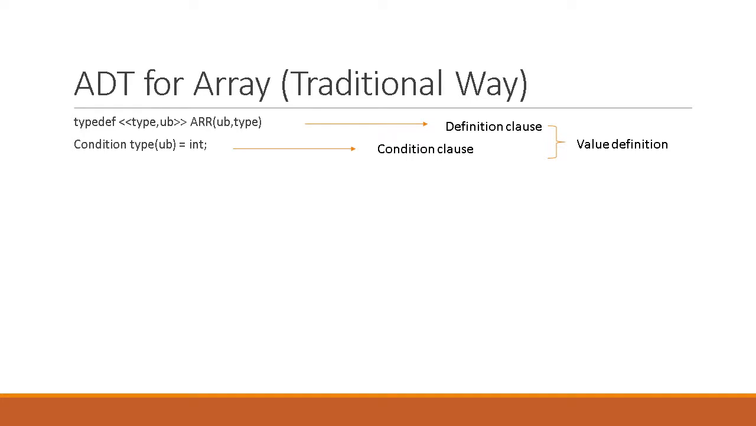I know that an array is a collection of n number of items. So I am creating ARR of integer, meaning the type is integer type. UB is nothing but the upper bound. We know that for an array I always have to specify the maximum size of the array, so the upper bound is required. This is the definition clause. It says I am creating an array of a data type, whose upper bound UB I need to specify initially.